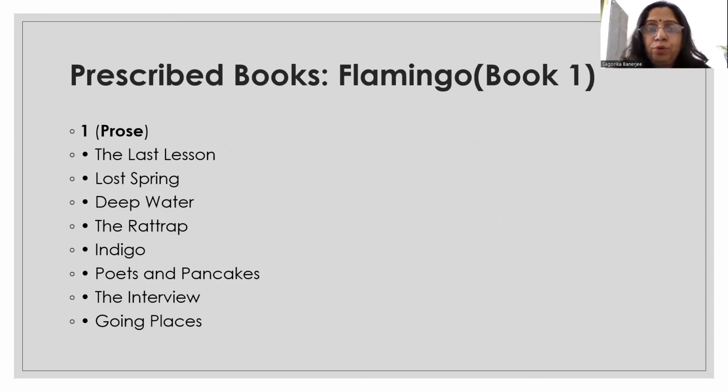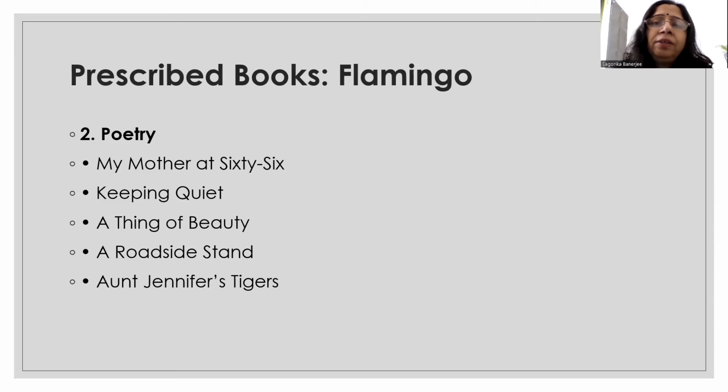Now coming towards the books which are prescribed for class 12 English core. First one is Flamingo book, and the lessons prescribed in the book are The Last Lesson, Lost Spring, Deep Water, The Rat Trap, Indigo, Poets and Pancakes, The Interview, and the last one is Going Places. Coming to the poetry section of the book Flamingo, we have these poems in the syllabus: My Mother at 66, Keeping Quiet, A Thing of Beauty, A Roadside Stand, and Aunt Jennifer's Tigers.